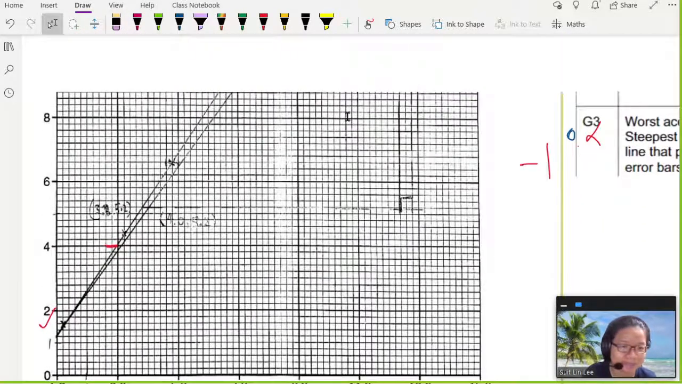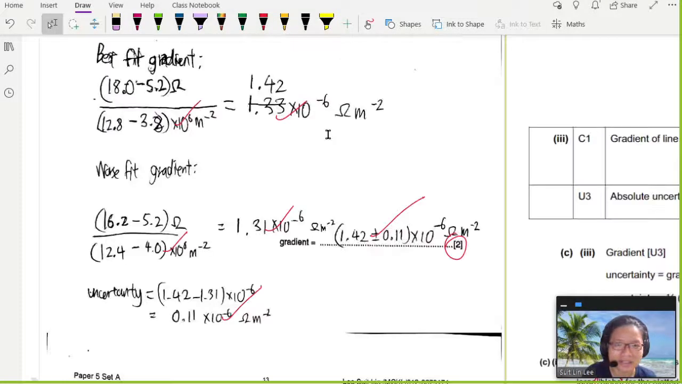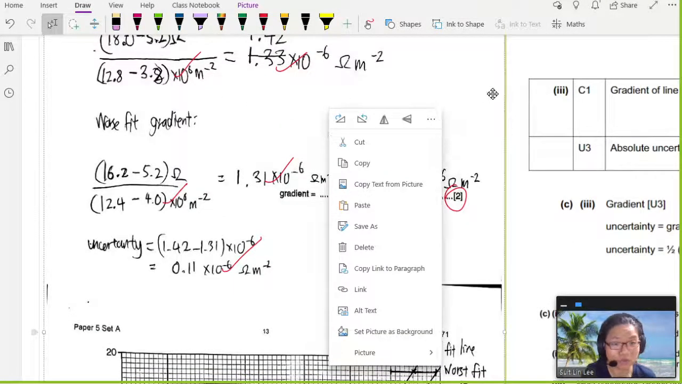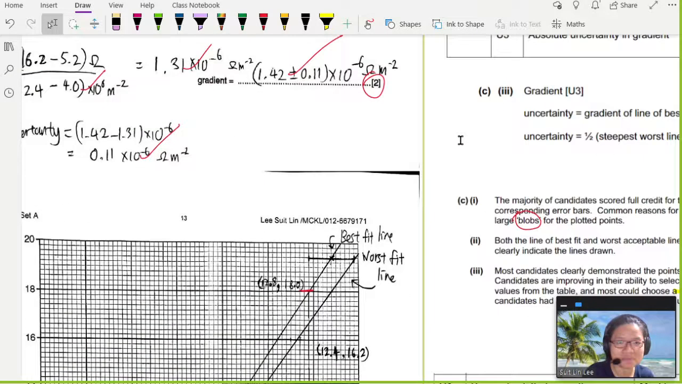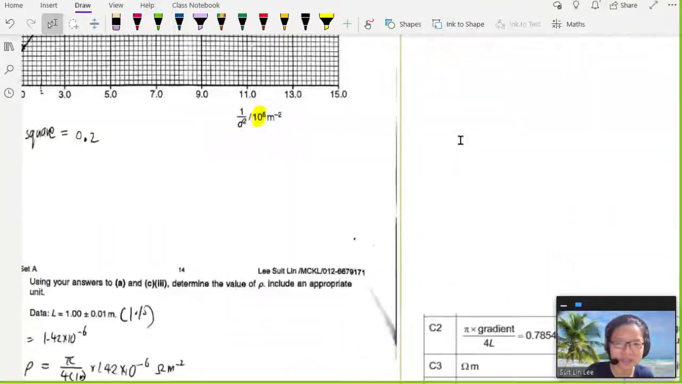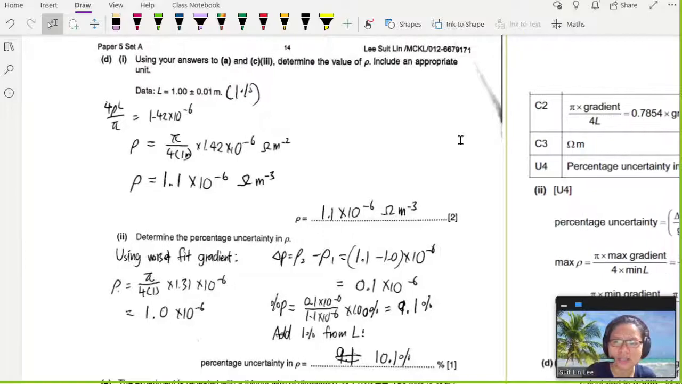It's just 1 mark, guys. Do you want to find 2 gradients for 1 mark? Doesn't seem very worth it, right? So I think this is okay already. You can travel along and look at the calculation.